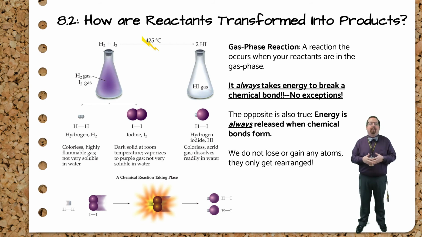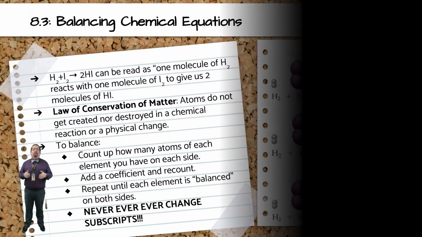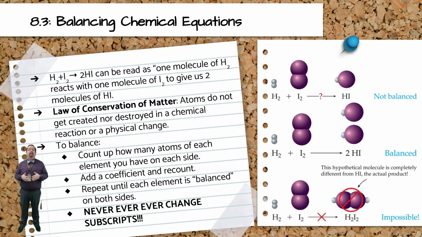Take special note of our particle diagrams here. We started with 2 atoms of hydrogen and 2 atoms of iodine in our reactants, and we still had 2 atoms of each in our products. This is very important and leads us into our next section about balancing equations. One way you could read this equation is 1 molecule of diatomic hydrogen reacts with 1 molecule of diatomic iodine to give us 2 molecules of hydrogen iodide. You might also just say hydrogen reacts with iodine to produce hydrogen iodide.